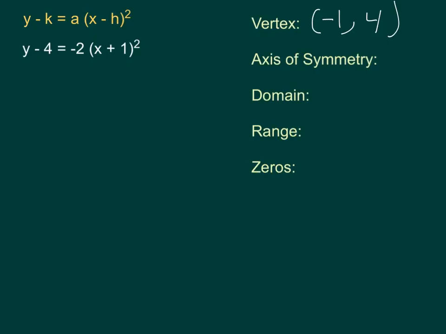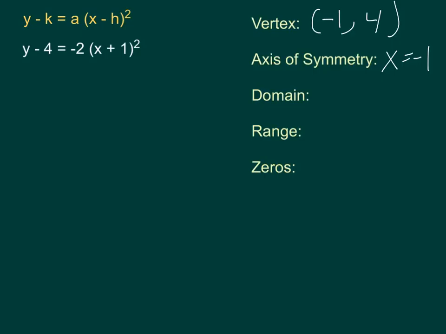Now the axis of symmetry for all these parabolas is a vertical line that passes through the vertex, so the only possibility here is going to be x equals negative 1. Kind of an ugly x there. Let me see if I can clean that up a little bit. There we go. That looks a lot nicer.